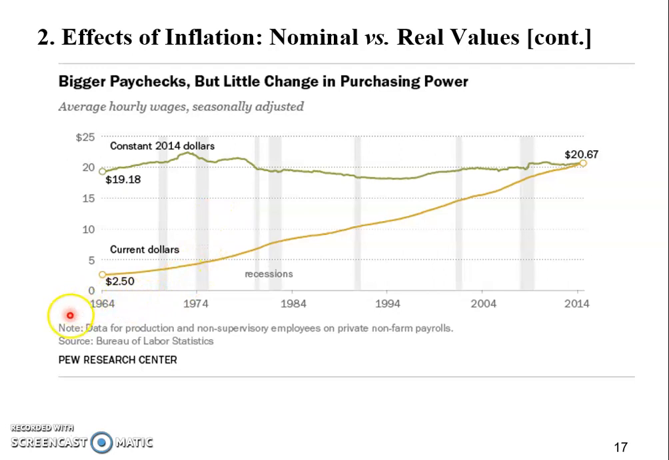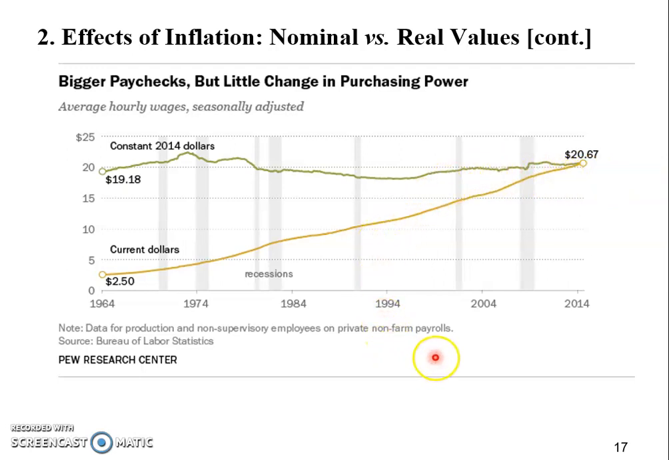Okay, we find that in 1964 the nominal wage is $2.50. In 2014 it's over $20, so it increased a lot, about 900%. But when we look at the real wage, we find it's quite disappointing. From the 1960s all the way to 2014, you find that there are some ups and downs, but the real purchasing power of our average wage pretty much stagnated. There's no obvious increase or even decrease over time.